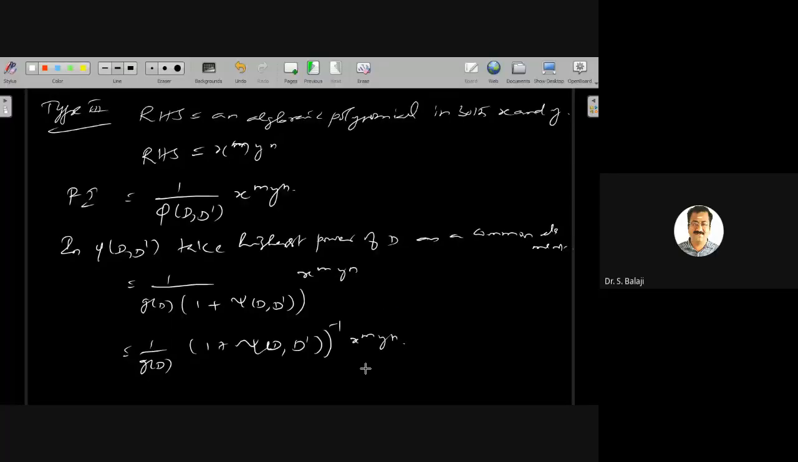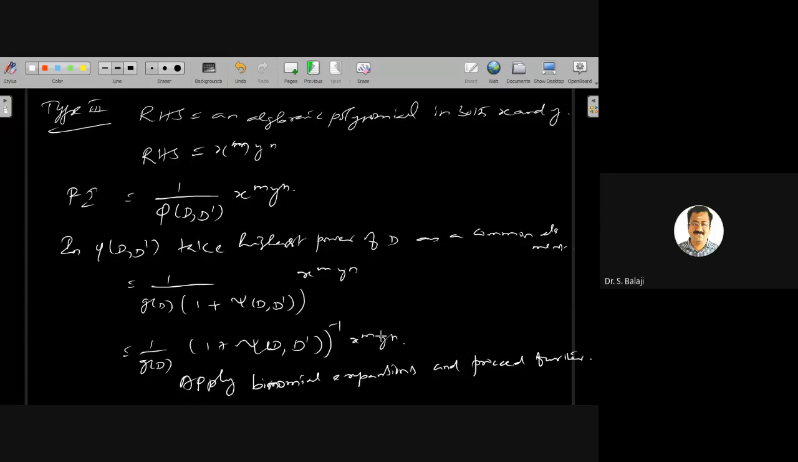Then we can apply binomial series, binomial expansion for this expression, and proceed further. It is like 1 plus x whole power minus 1. You have to expand the series.